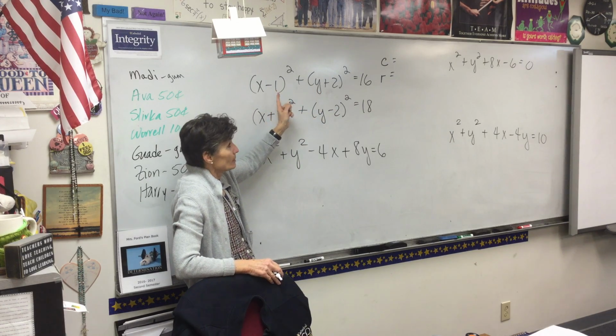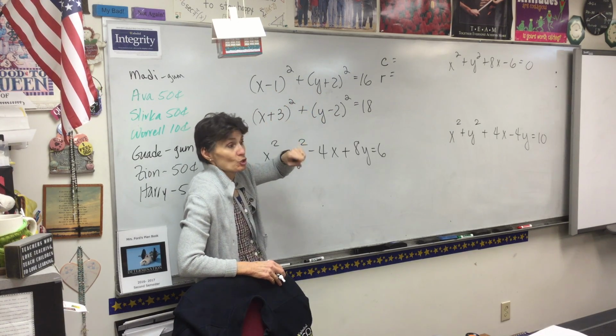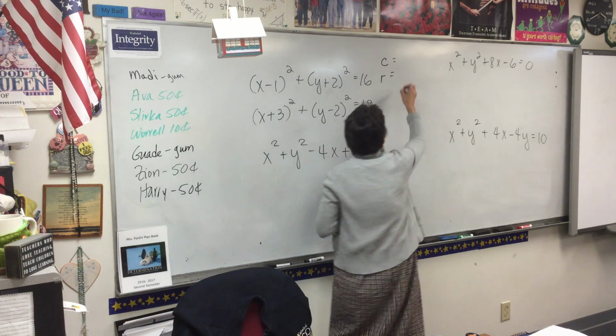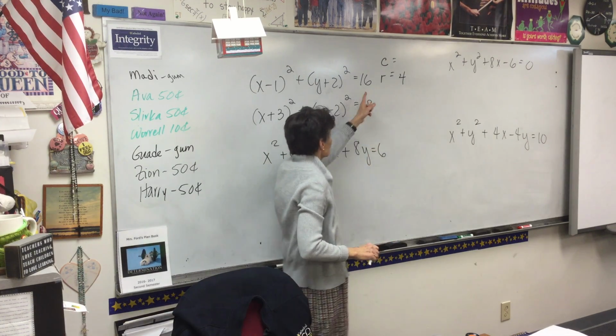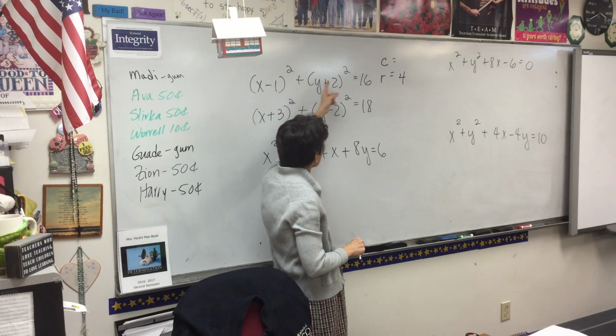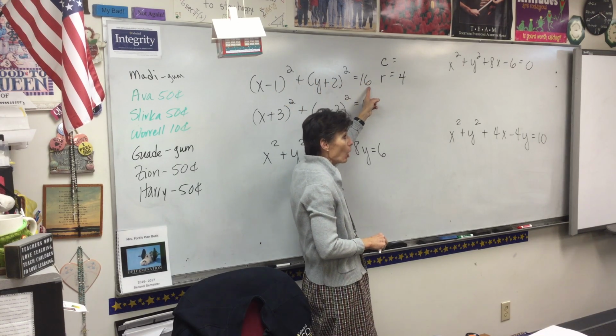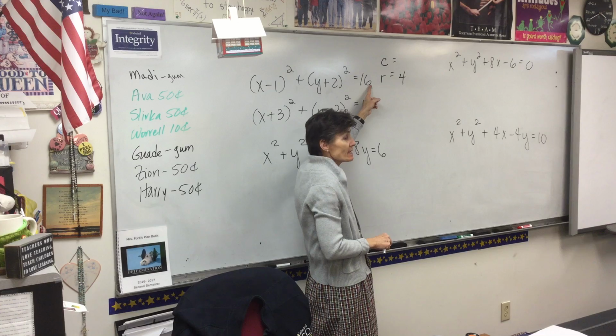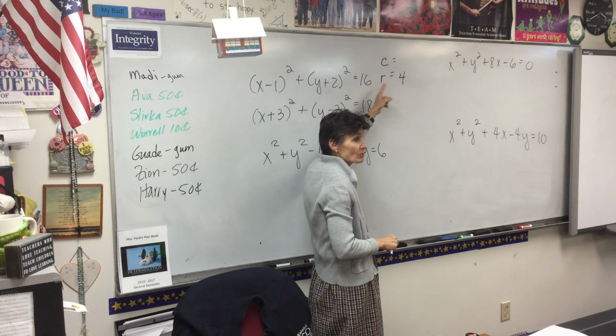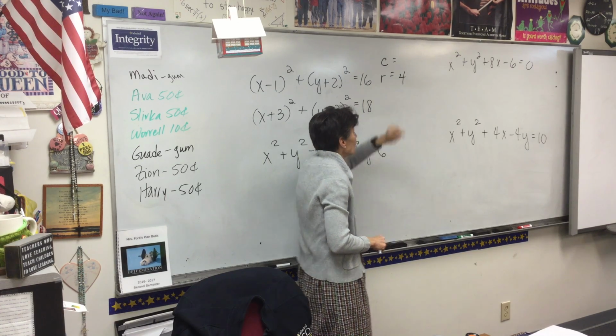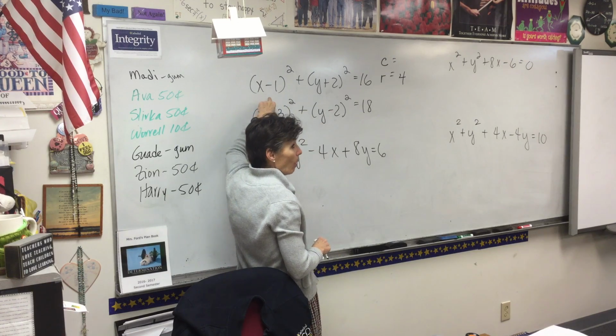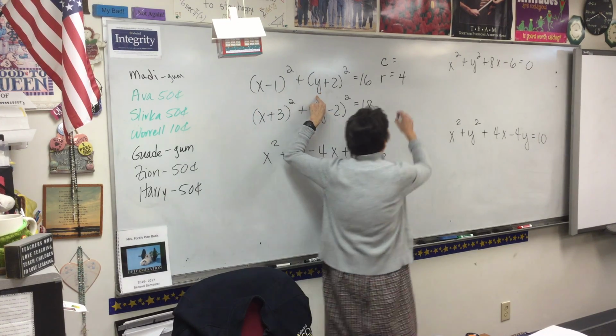So the radius is 2. Actually, it's the square root of 16. So the radius is going to be 4. See how this is x squared and this is y squared? This is r squared. So the radius is the square root of that number. So the radius for this first circle is 4. The center is 1, comma, -2.